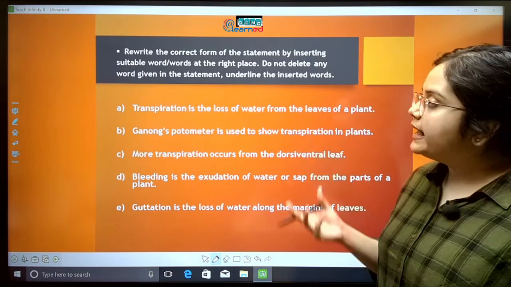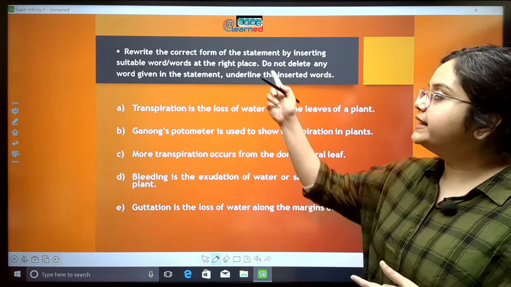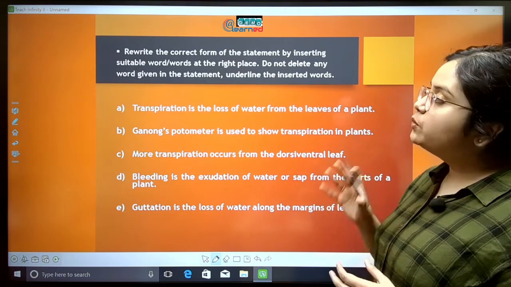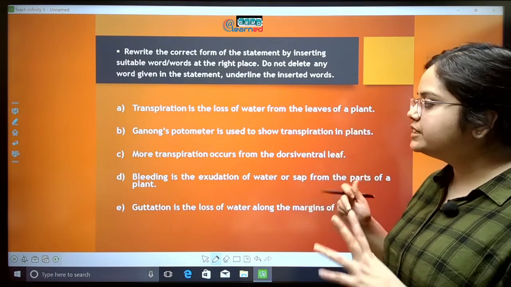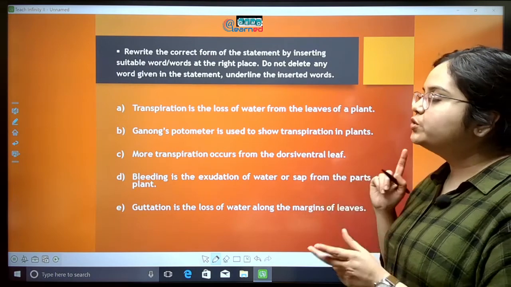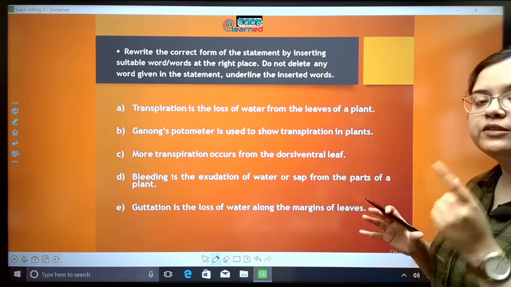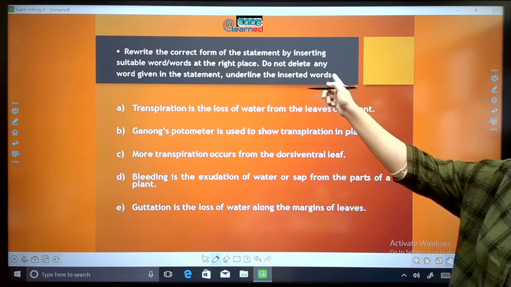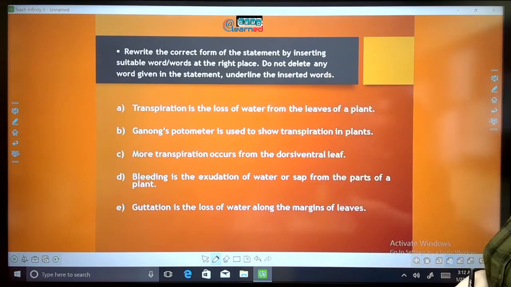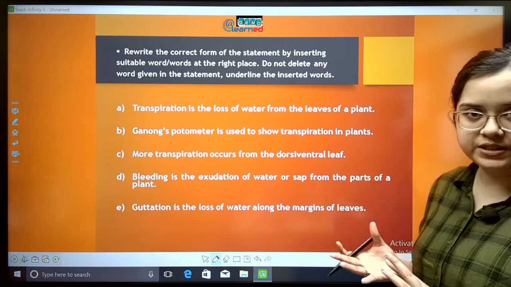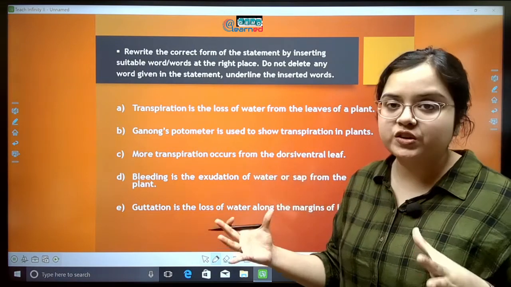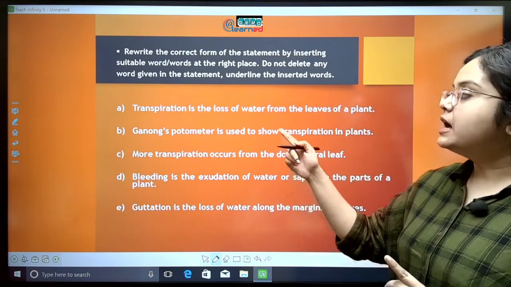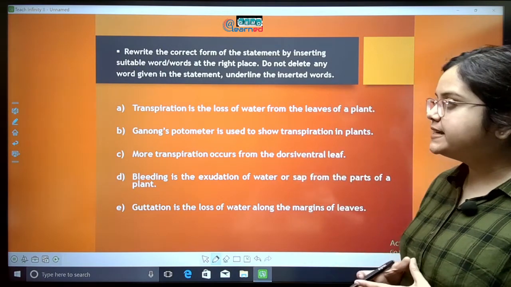Okay, here they have asked you to rewrite the correct form of the statement by inserting suitable word or words at the right place. So, it is a form of fill in the blanks. They have missed out the word. You have to guess where the word can be inserted. You cannot delete any word given in the statement. You have to underline the inserted words. So, this kind of elaborate instruction questions can also come. Read through the instructions very carefully, otherwise you will end up making a mistake.